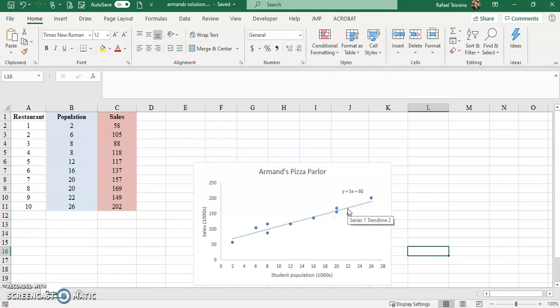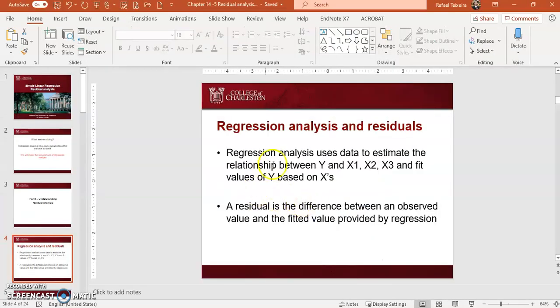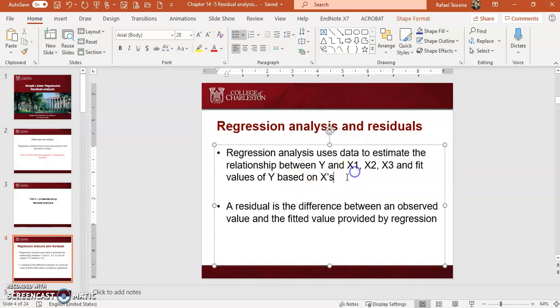This is what happens in reality, and this is what our model is predicting. So we see that there is a difference. This difference is the error. This is known as error. Regression analysis uses data to estimate the relationship between a dependent variable and independent variables. In this case, there is only one independent variable. A residual is the difference between what we observed and whatever we fitted using the regression.